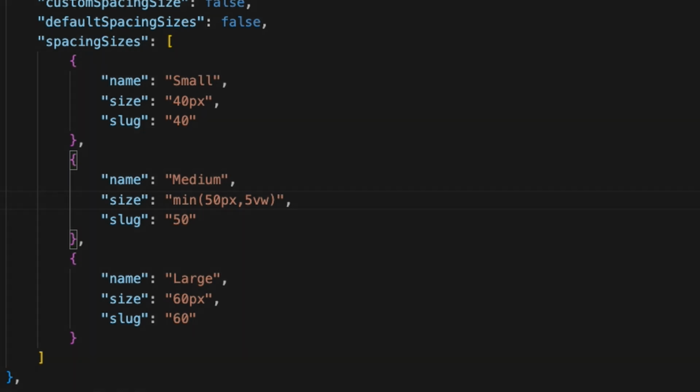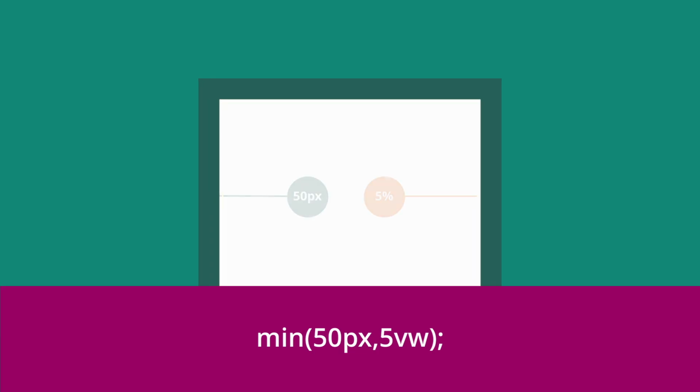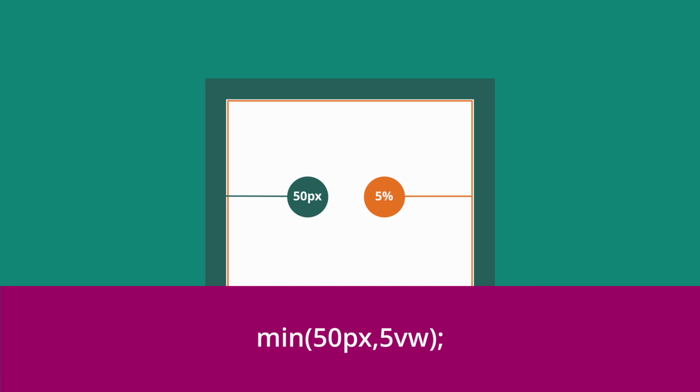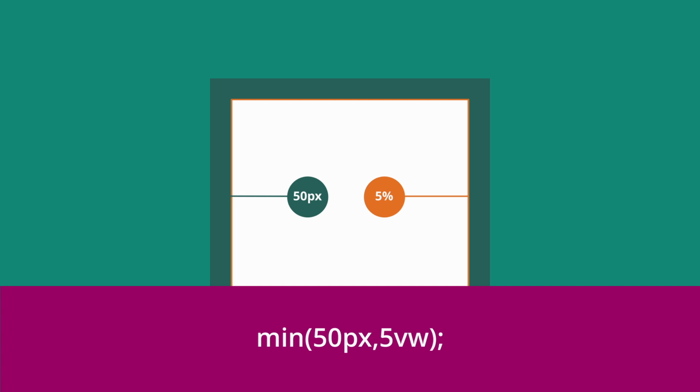So here's what's going to happen. When we expand the browser width, 50 pixels becomes the smallest value. Therefore, the spacing is locked at 50 pixels. However, when we shrink the browser, 5% then becomes the smaller value. And because it's a percentage, the space becomes fluid, regardless of the width.